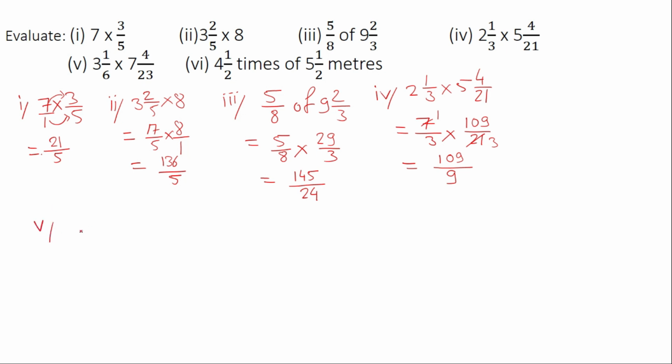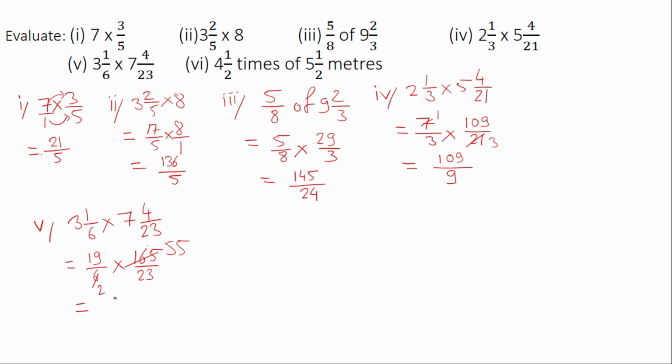Number 5, the question is 3 whole 1 by 6 into 7 whole 4 by 23. Same, we have to convert it into an improper fraction. So 6 3s are 18 plus 1, 19 by 6 into 23 into 7 plus 4 is 165 by 23. So we can cancel this, like 3 2s are 6 and 3 55s are 165. Now nothing will get cancelled.